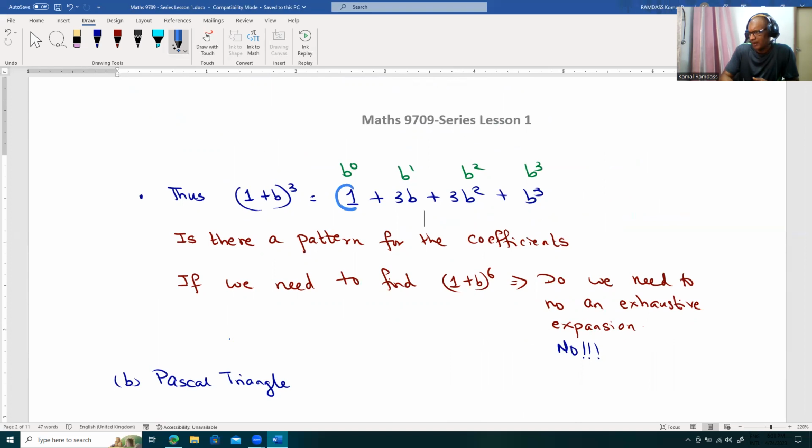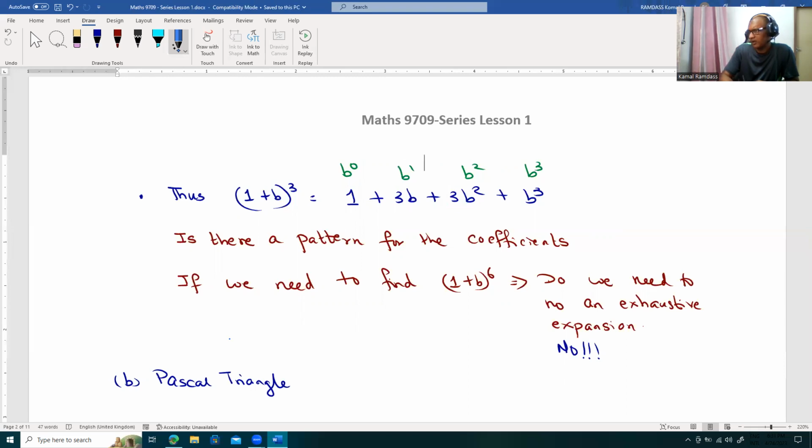Ce 1 là peut multiply by b to the power of 0. Ce 3 là peut multiply by b to the power of 1. Ce 3 là peut multiply by b to the power of 2. Ce 1 là peut multiply by b to the power of 3. The powers of b are increasing. Et là, nous posons la question, is there a pattern for the coefficient? Parce que nous connaissons b to the power of 0, b to the power of 1, b to the power of 2, b to the power of 3. Est-ce qu'il y a un pattern pour les coefficients?